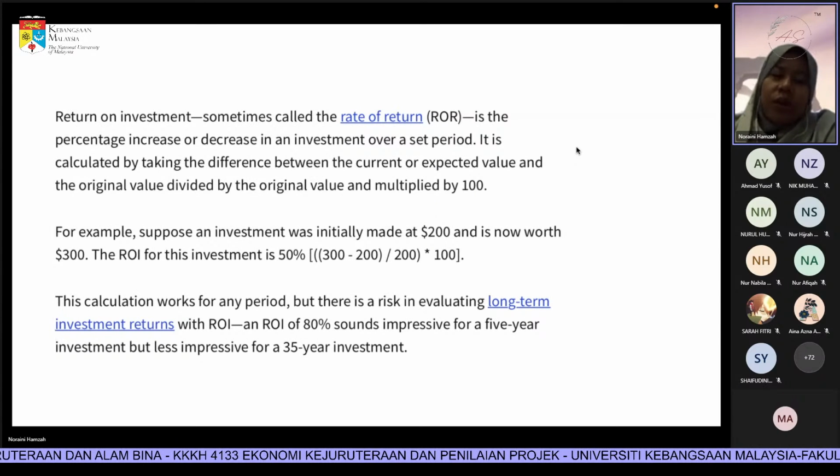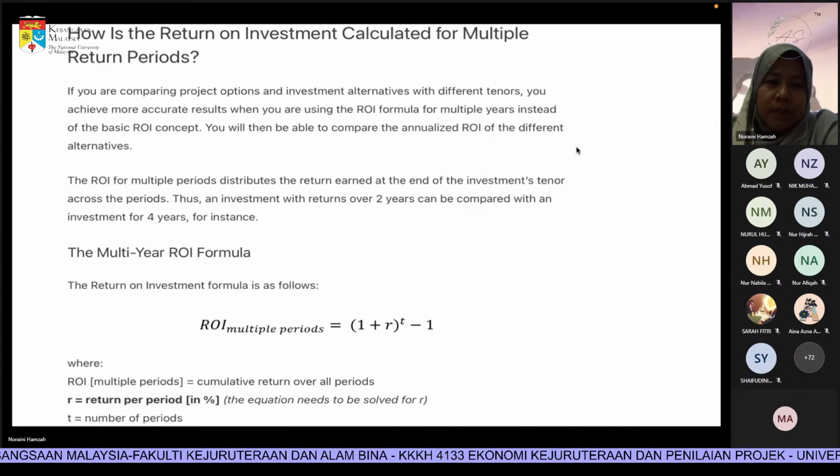Ini apa? Ini contoh. So this is a very straightforward example. So as I said just now, kita ada the pluses. So 300 minus you punya investment initial year 0, 200 over initial say 200 times 100 because kita nak jadikan percentage. Okay. So dapatlah situ berapa persen. Tak ada apalah, ni senang sangat lah. Okay. Alright.